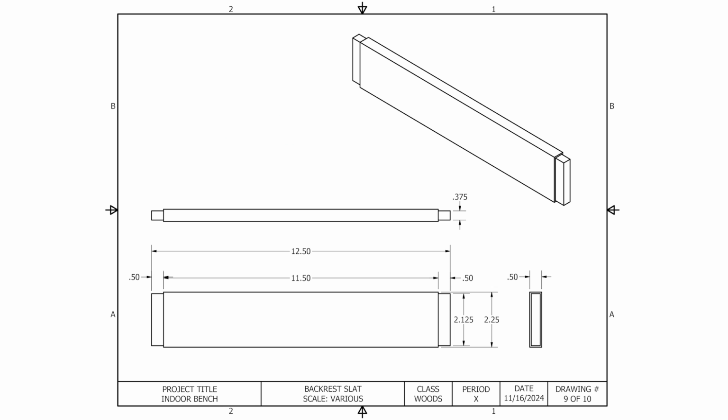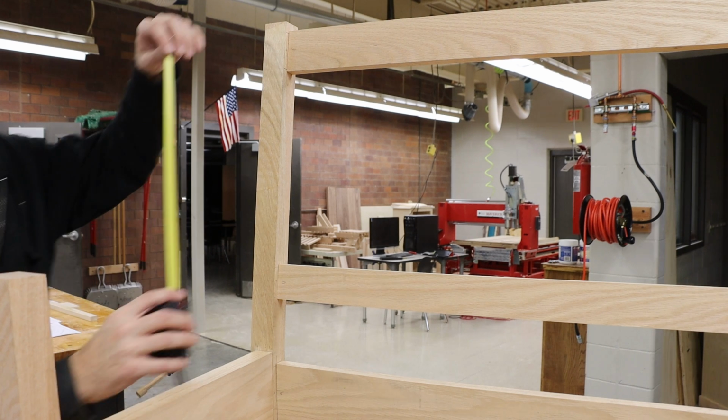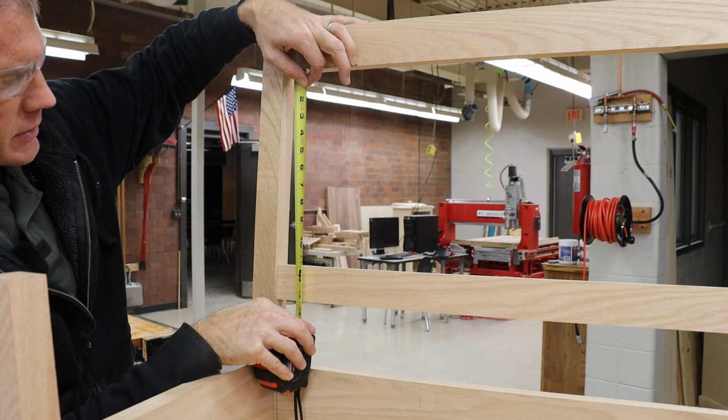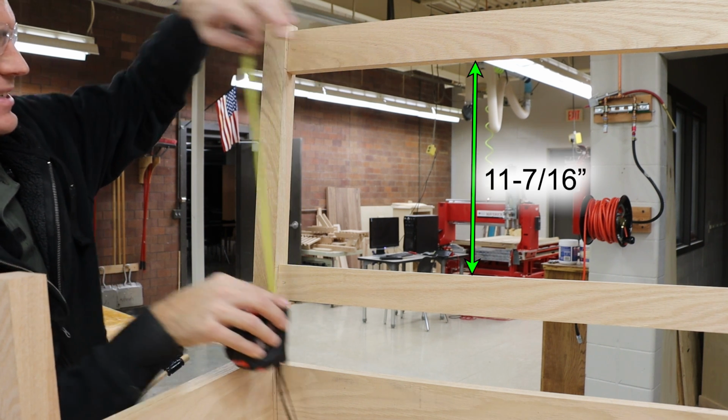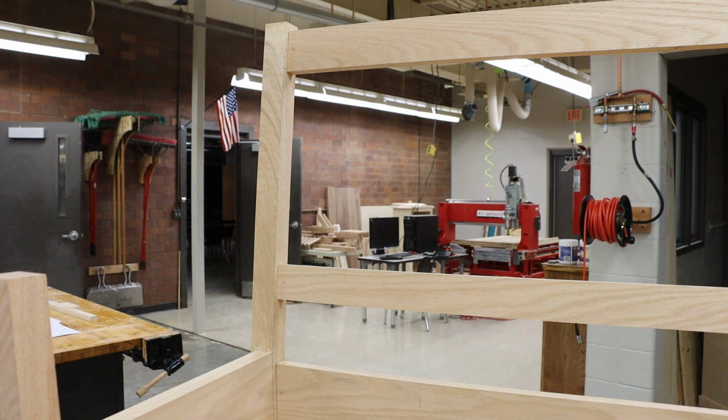According to the plans, the total length of my backrest slat is 12.5 inches. However, the visible area is only 11.5 inches because I do have tenons on the ends of these seat slats. And I first want to verify that 11.5 inch measurement. Now on my project, I am actually sitting at 11 7/16 as the viewable area. So I need to remember this throughout the process of making these seat slats.